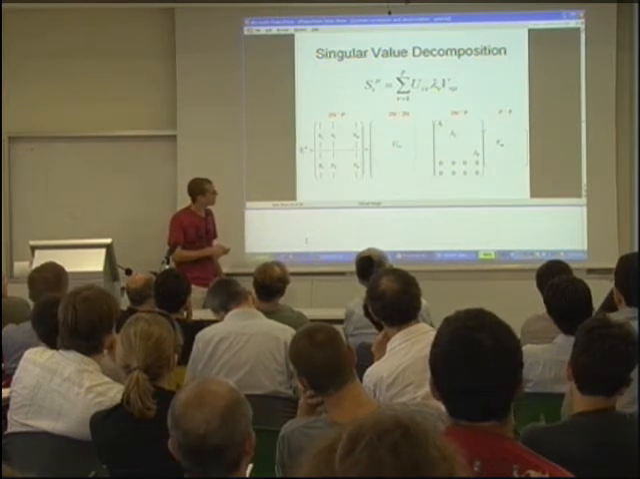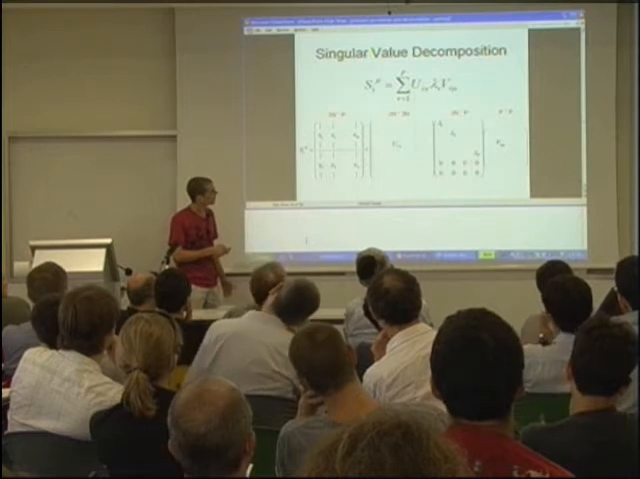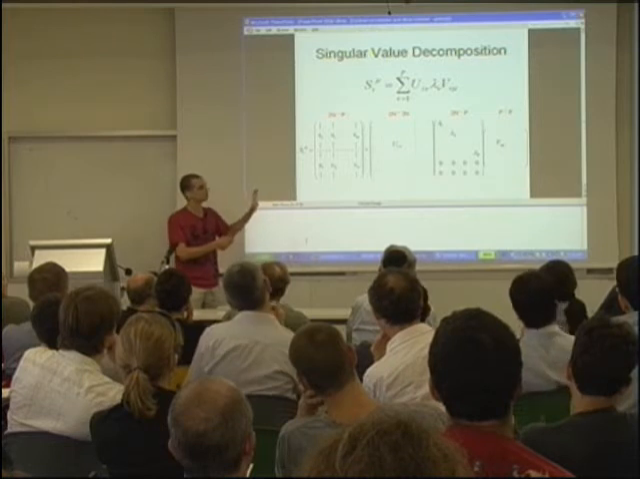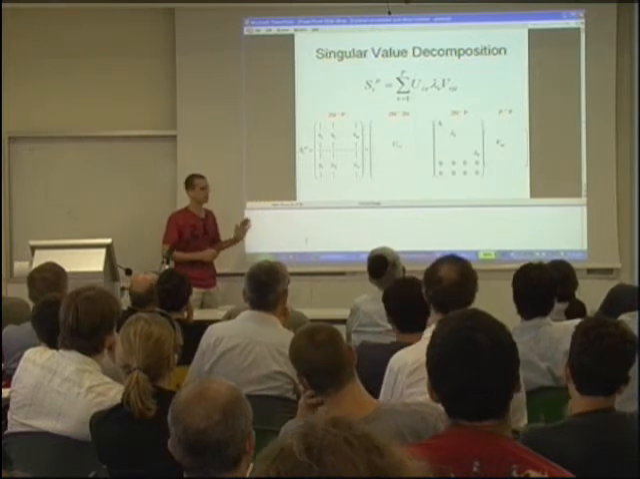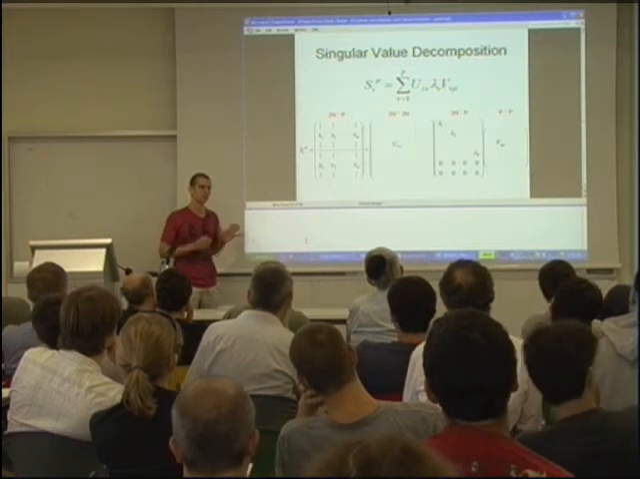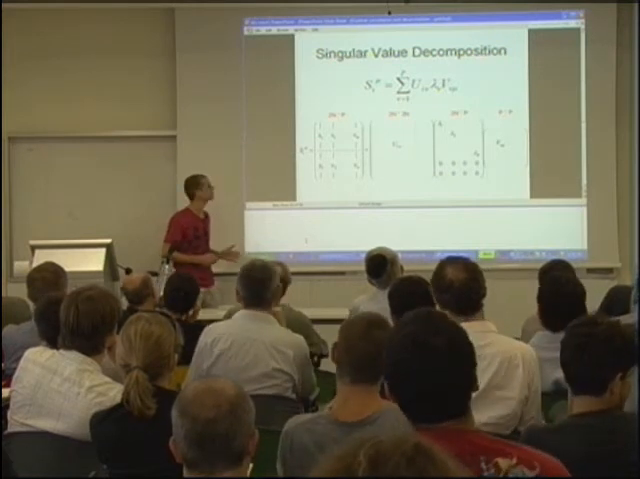Actually, most of these will be zeros, so this part of the unitary can be ignored. But that's sort of the decomposition of a matrix, the singular value decomposition. Now what I'm going to do is plug this into the perceptron formula and see what happens.